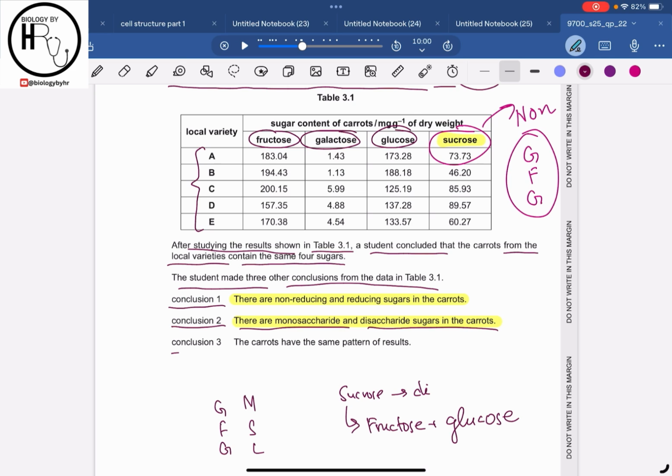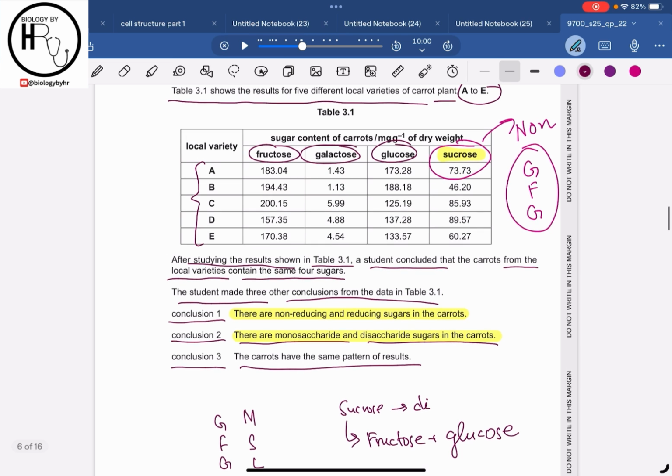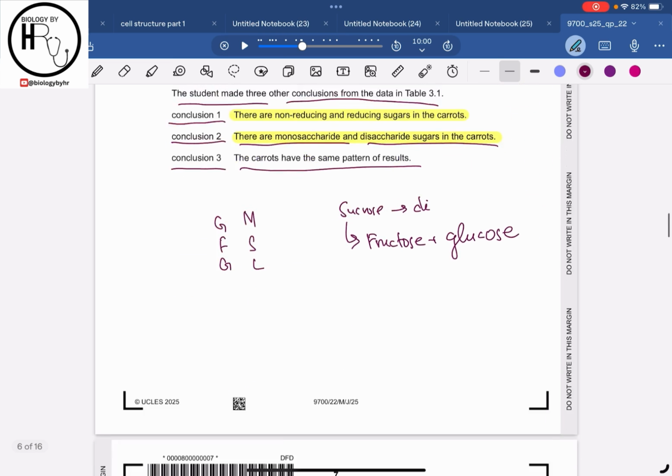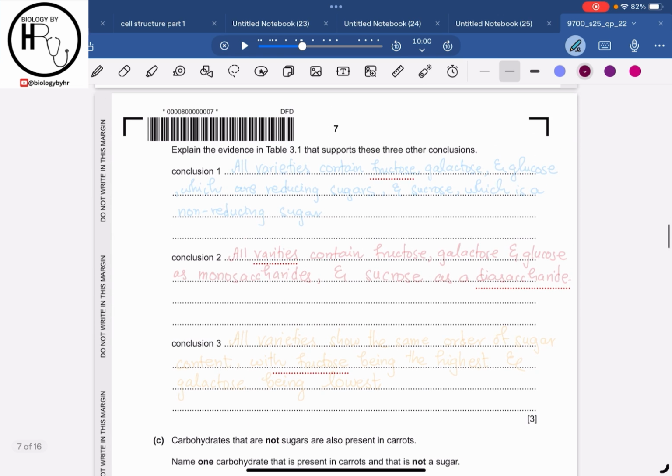Then if I move on to conclusion 3, the carrots have the same pattern of results. So for it we have to study the pattern. Now let's look at the further question. They are saying to explain the evidence in table 3.1 that supports the 3 other conclusions.